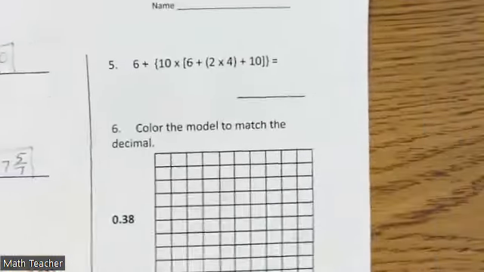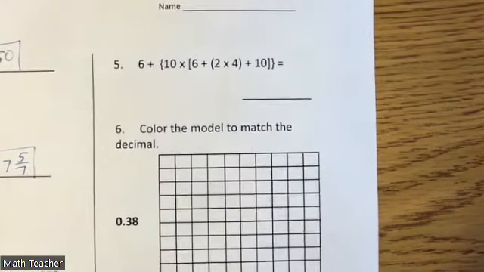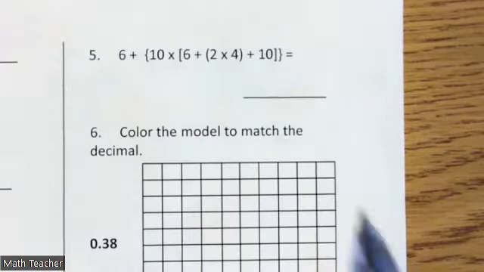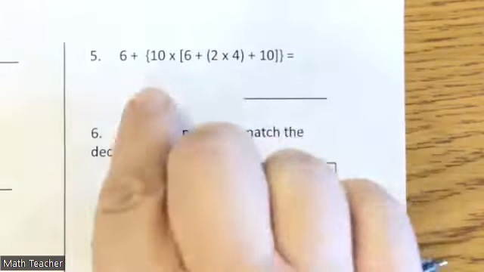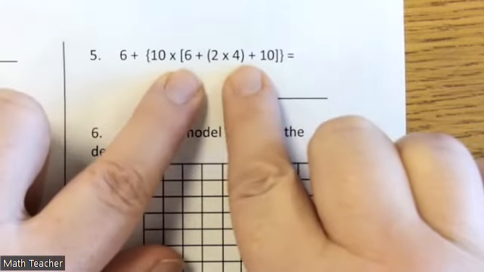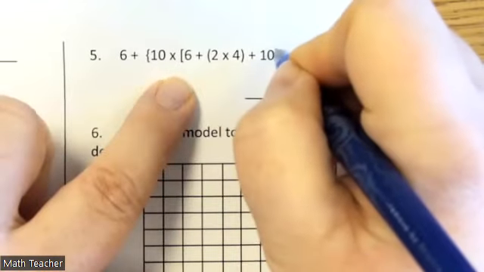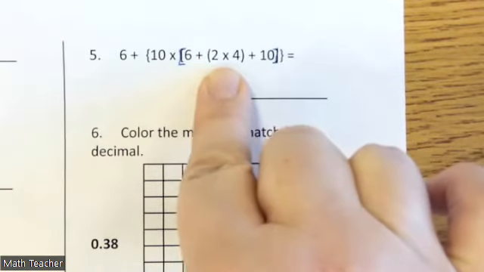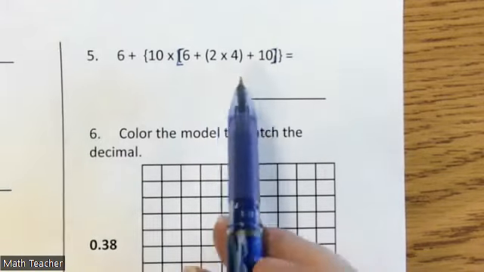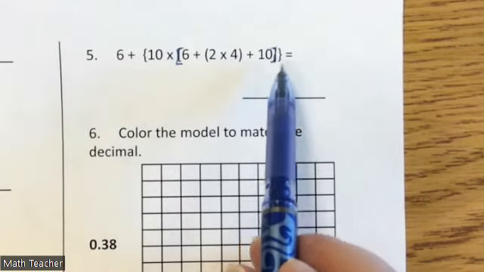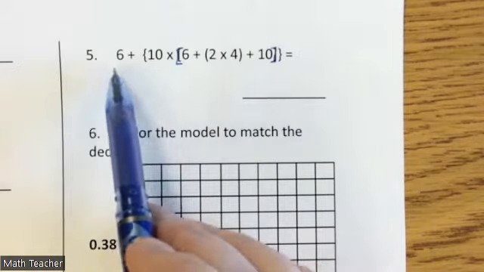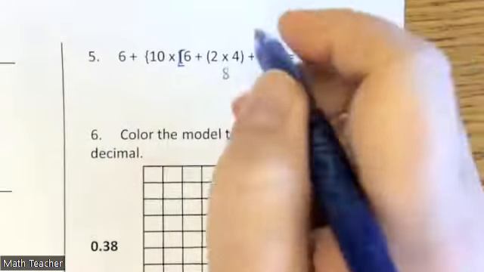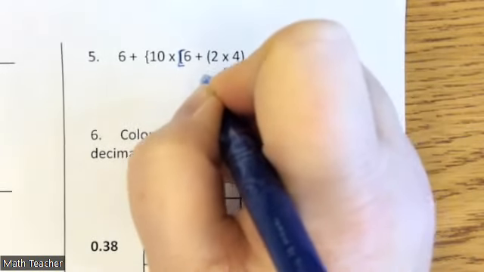Number 5, this is just an order of operations problem. I'm going to zoom in on that. Because we have multiple sets of grouping symbols, we always work from the inside out. So these are the braces, these are the brackets right here, and these are the parentheses with the 2 times 4 inside. We do the inside of the parentheses first, then inside the brackets, and then lastly inside of the braces before doing the entire problem. So the 2 times 4 needs to be done first. This gives us 8. Then we can bring everything else down.